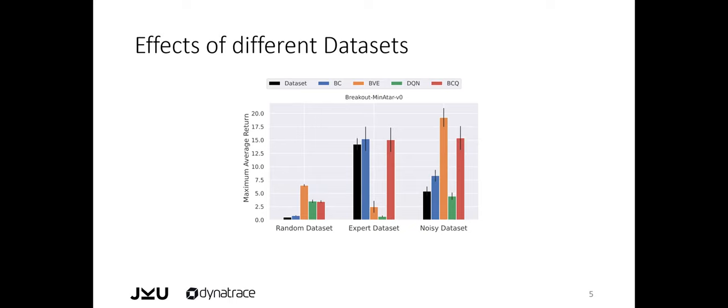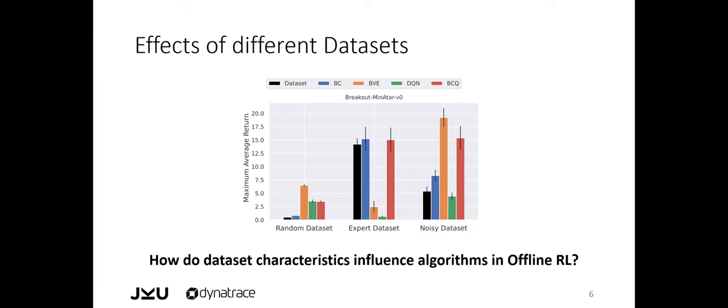One of these algorithms, the orange one, behavior value estimation, worked really well on the random dataset compared to the other algorithms, but was not very good on the expert dataset. When we then switched to the noisy expert, it was suddenly the best algorithm, which is kind of strange, actually. So it was not clear how algorithms perform if we change the data distribution. Towards that end, we try to investigate how the dataset's characteristics influence algorithms in the offline reinforcement learning setting.